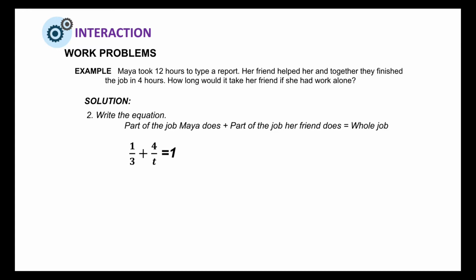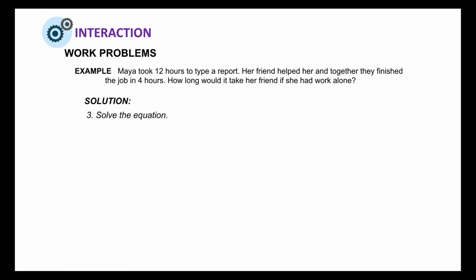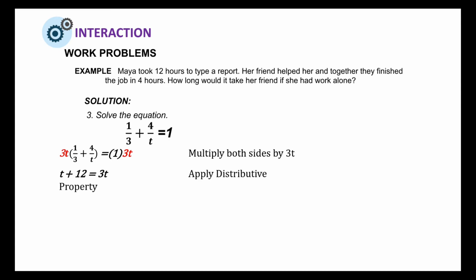The least common denominator of this equation is 3t. So multiply both sides of the equation by 3t. We now have 3t times 1/3 plus 4 over t, using the distributive property. So t plus 12, because 3t times 1/3 is t, and 3t times 4 over t is 12, is equal to 3t.